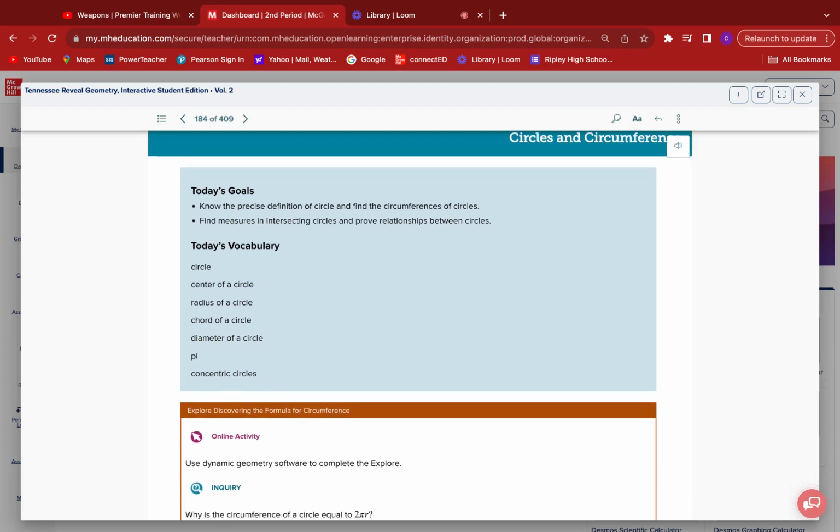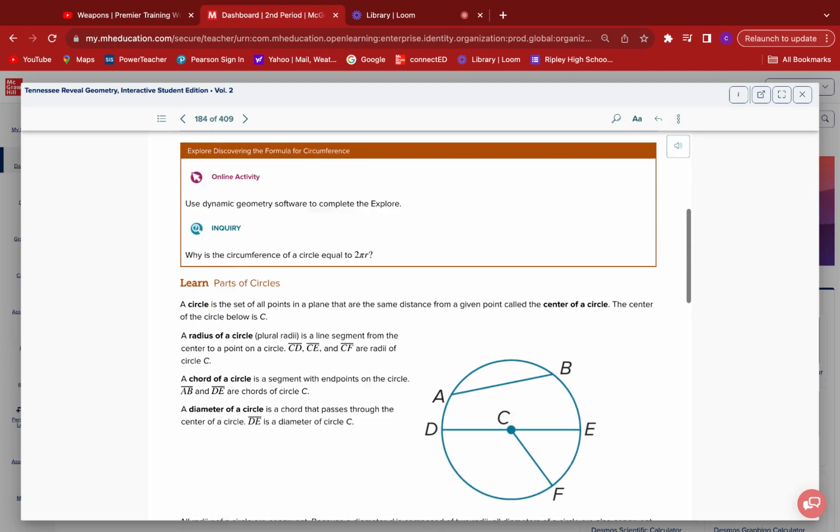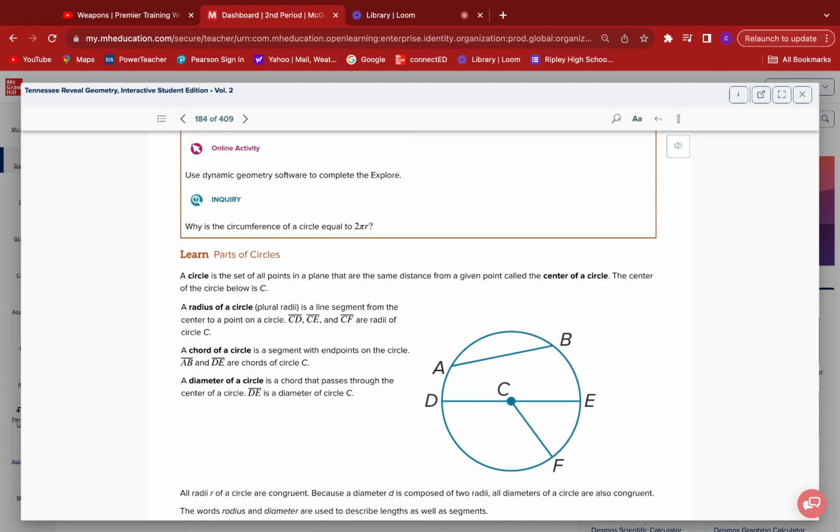Okay, so let's see. You need to know what a radius is. You need to know what a diameter is. Looks like we're going to get into chords, and concentric circles. Think target sign. If you don't know what a target sign is, it looks like a bullseye, right? Those are concentric circles. Okay, so looks like we need to look at some definitions here.